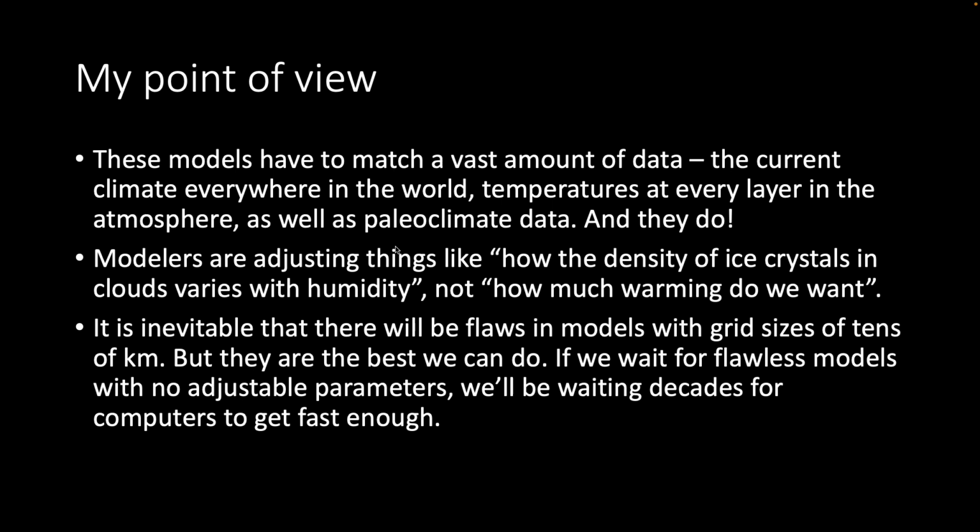What about the flaws? Well, it's inevitable there are going to be flaws in models of this complexity, with grid sizes of tens of kilometres, but they are the best we can do. The critics can't do any better. They don't have any alternative to these models. They don't say how we can make better models. So we could say maybe we wait another 20 or 30 years until we have faster computers that can have flawless models. Yes, but by then it'll be too late for a lot of global warming.